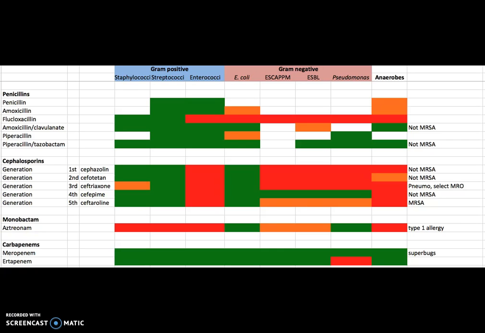That brings us to the end of the beta-lactam part of the lecture series. The third lecture is about non-beta-lactam antibiotics.